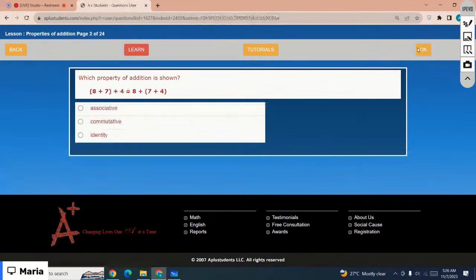Which property of addition is shown? 8 plus 7 plus 4, 8 plus 7 plus 4. Which option is the correct one? You don't have to add, you have to see which property it is. This one is the associative property, the property in which the parentheses and three numbers are involved. That would be the associative property.